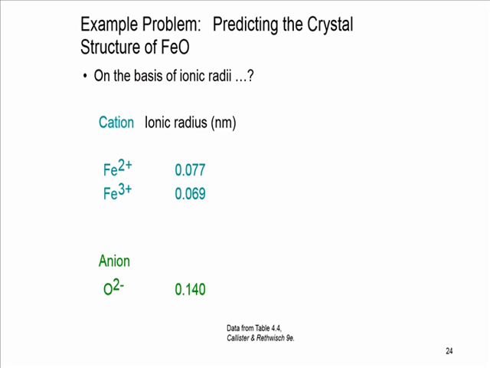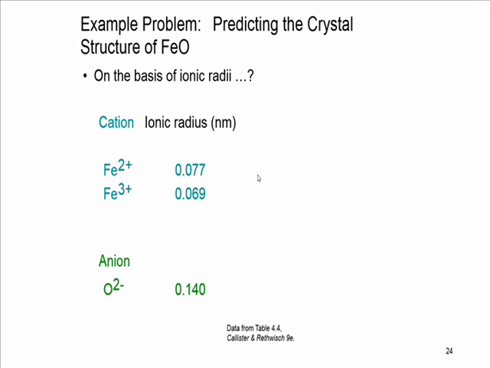Let's predict the crystal structure of FeO, iron oxide. We want to determine or predict what the crystal structure for iron oxide is on the basis of ionic radii. If we look at the very first page of the book, we can find the ionic radius for the Fe ion with 2 positive charge. We have an ionic radius equal to this value, 0.077, and for Fe3 plus we have another ionic radius, and for the anion, which is oxygen, this is the radius. Of course, for FeO we have to work with the radius related to Fe2 plus.